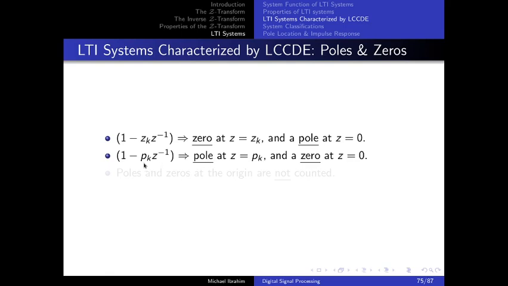Similarly, if we have a pole 1 minus pk z to the power minus 1, this will give a pole at z equals pk, and a zero at z equals 0. How's that? If you put z equal to 0 over here, 1 over 0 is infinity, but this infinity is now happening in the denominator, which will give us a zero. So every pole at any location will give you a zero at the origin. So as you can see, we have many poles and many zeros at the origin. That's why poles and zeros at the origin are not counted, because every zero will come with a pole at the origin, and every pole will come with a zero at the origin.